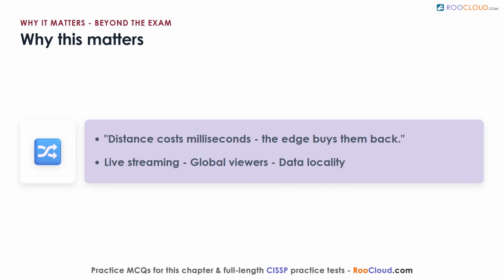Picture a streaming platform serving a live sports final to viewers on 3 continents. If every request travels back to one distant data center, the video stutters and the audience leaves. Understanding the edge lets you design for speed and resilience, and it lets you reason about where your data actually lives and who can touch it.